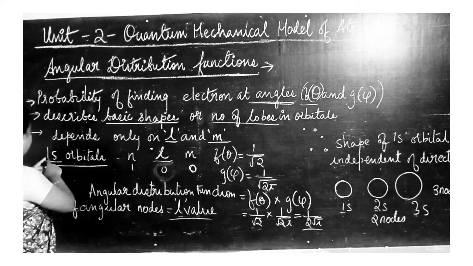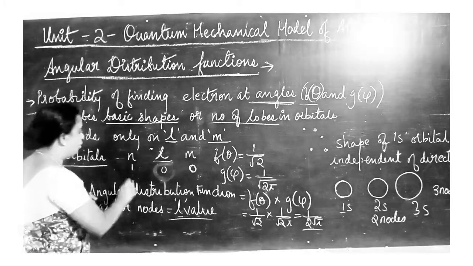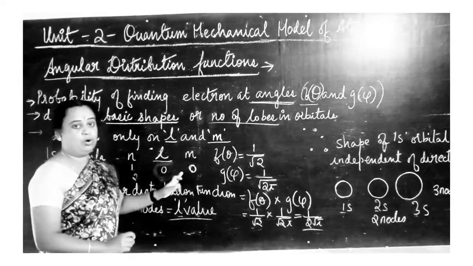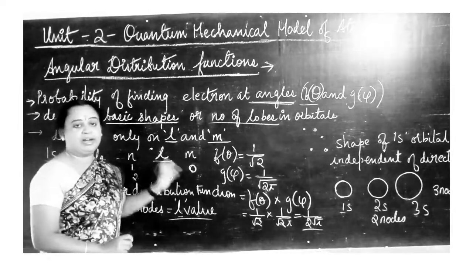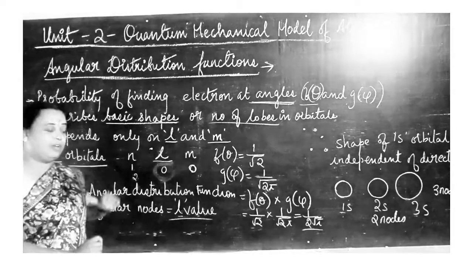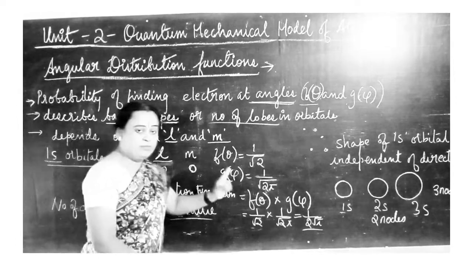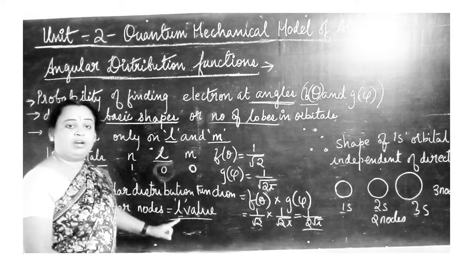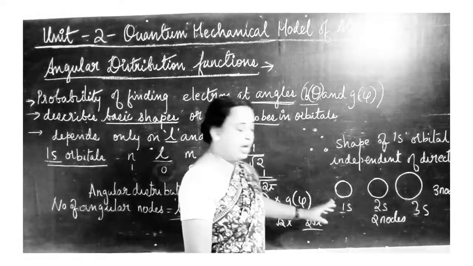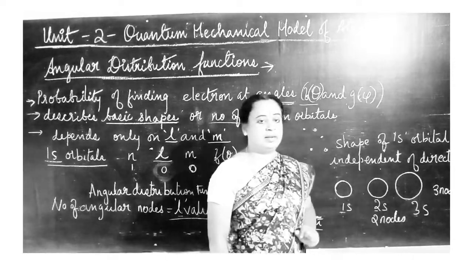So when the value of n is equal to 1, the L value is equal to 0. When the value of n is equal to 2, then the L value is equal to 1, 0, plus 1, 0, minus 1. Like that it goes. So there is a particular formula to calculate it, which we have seen already. So from now, just understand that in the 1s orbital the number of angular nodes is 0, in the 2s orbital it is 2, and in the 3s orbital it is 3.